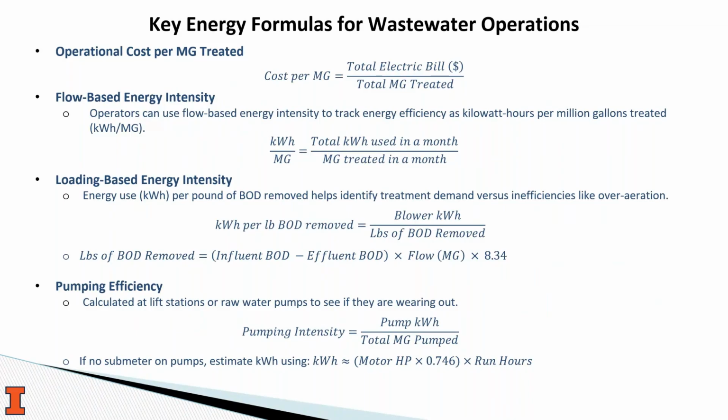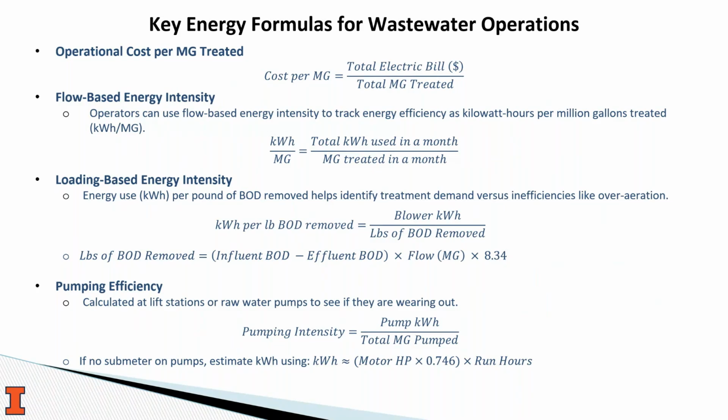The first formula I have on here is operational cost per million gallons treated. This is a straightforward calculation where you take your total electric bill for the month and divide it by the total million gallons treated. This gives you the cost per treated wastewater value that can help you track operational change impacts from what you're spending over time. The second is flow-based energy intensity, one of the more commonly used benchmarking metrics. It's calculated by dividing total kilowatt hours used in a month by the million gallons treated in that specific month. That gives you the kilowatt hours per million gallons treated, which you can use to compare performance month to month, across different facilities, or whenever you're benchmarking.